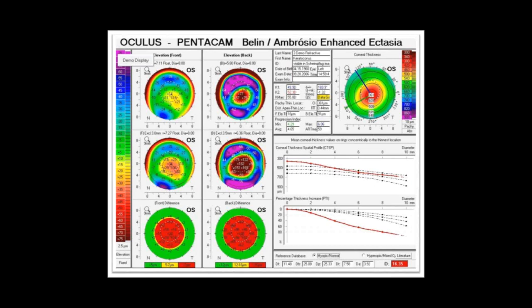This is an eye with advanced keratoconus. If we look at the second column, it's the same thing, but on the posterior elevation. If we look at the upper right, we have a corneal thickness map. Obviously abnormal, the thinnest point is 361. And those two graphs in the lower right are called pachymetric progression graphs, and they represent the rate of change of corneal thickness going from the thinnest point to the periphery. And again, these are all highly abnormal in this patient. And if you look at the final D, it's over 16 standard deviations outside the norm.